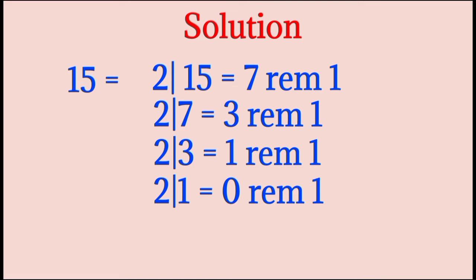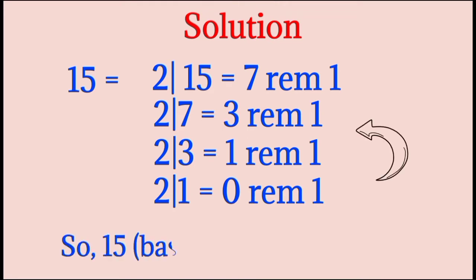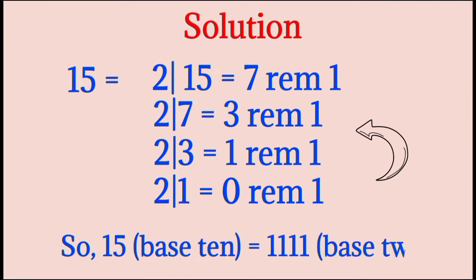Then at this point, you read the digits from bottom to top so that you get your final answer. So when you read the digits from bottom to top, you have 15 base 10 is equal to 1111 base 2.